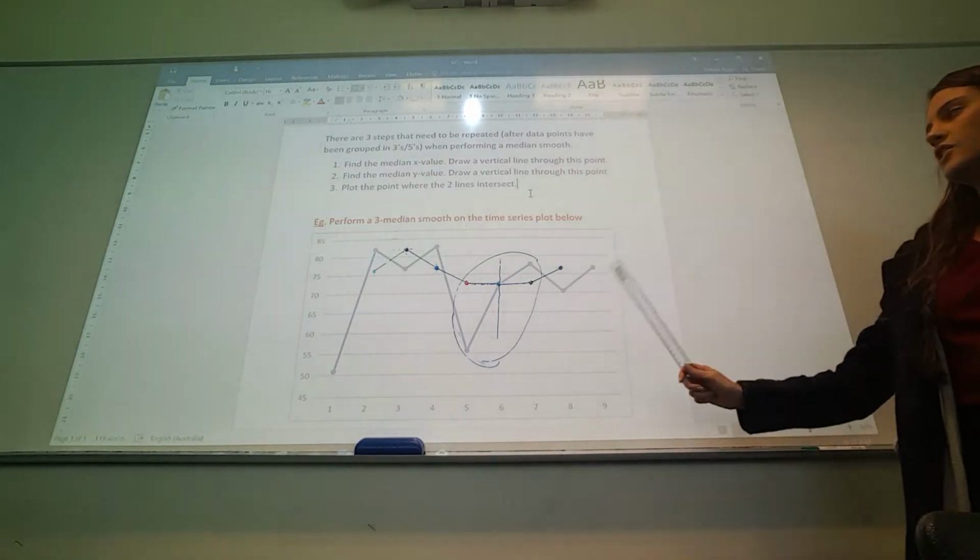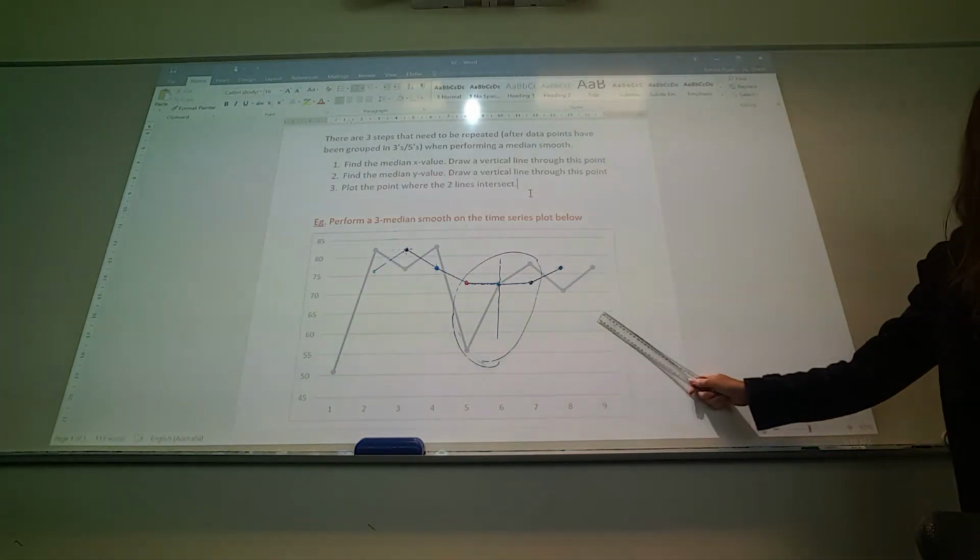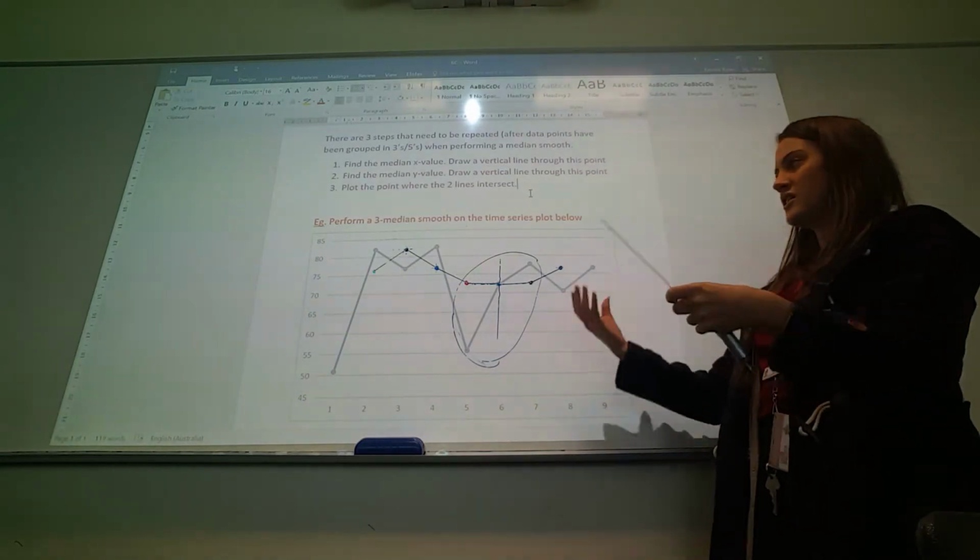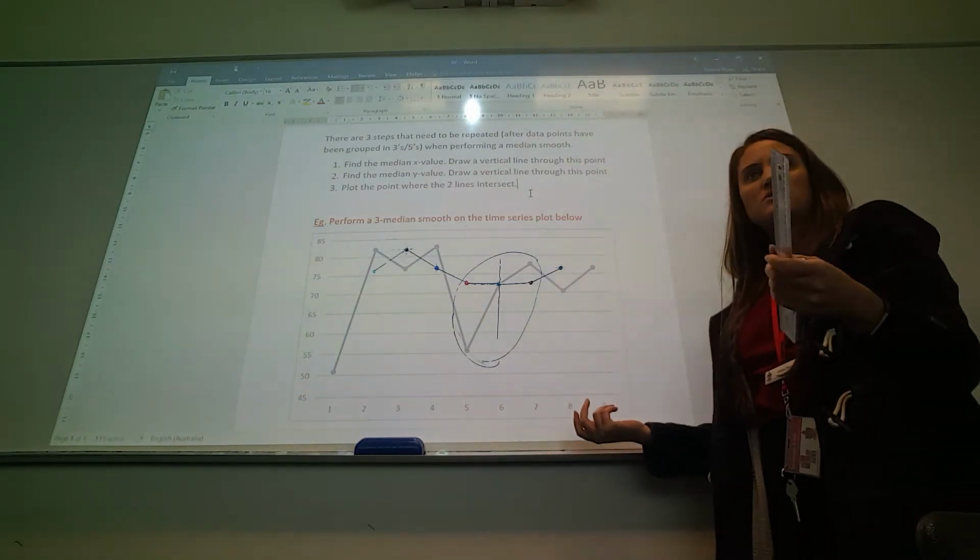It's a really good idea to use pencil on something like this because you can see that once we rubbed everything out, it became a lot clearer what was going on.